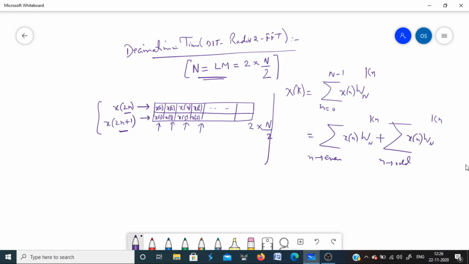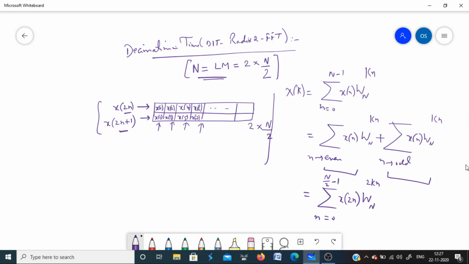So in place of using the 2 summations, we have used one series for even. We have separated basically the even and the odd sequences. Now when n is even, it means your n is 2n. I can write it as x of 2n W_N to the power 2kn, and n in this case will now go from 0 to N/2 minus 1 only, because first N/2 samples, half samples.